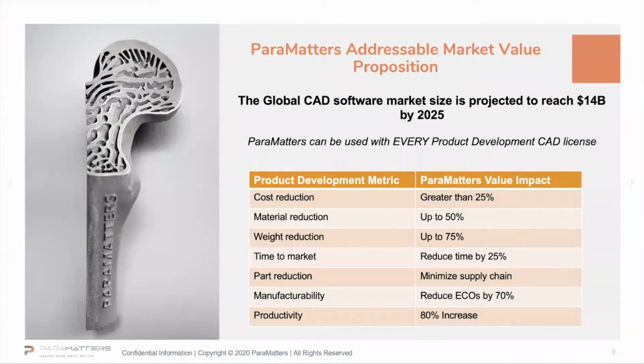So again, to reiterate some of the results that we're achieving in cost reduction, material reduction, weight reduction, time to market, these are all numbers and metrics that have been achieved by our customers. And really every CAD engineer out there, every design engineer out there should have a copy of CogniCAD. Okay, next slide.